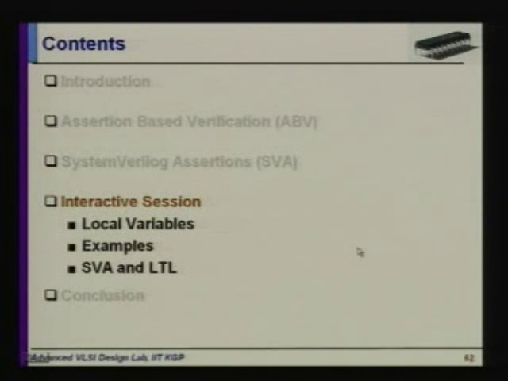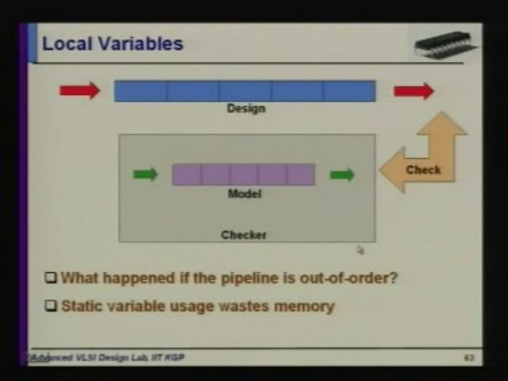So here are some of the important details of SystemVerilog assertions. What happens if we want to verify a property such as whether a pipeline is out of order or not? You have to store some input value in a variable x, and when the pipeline executes and the value goes out, you want to check that it is incremented or not. So you need some variables. Would you use static variables?